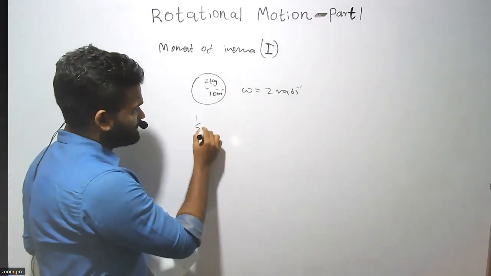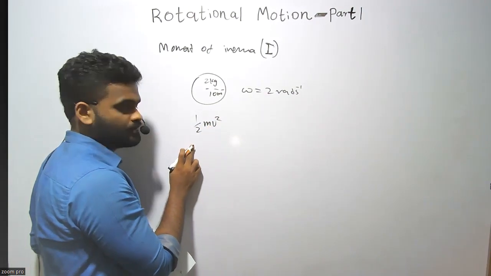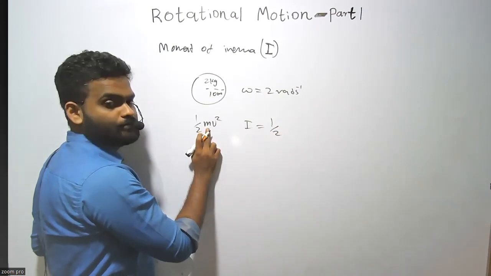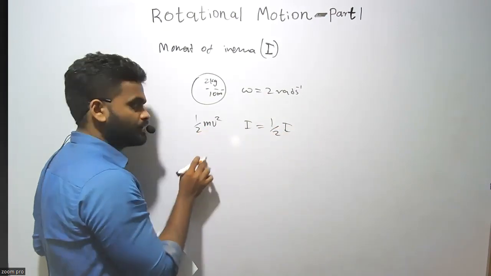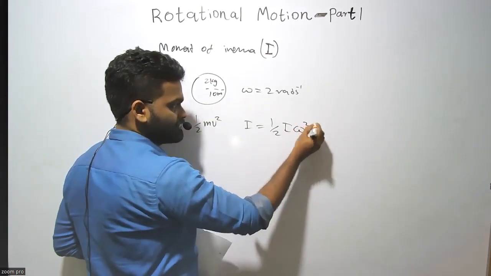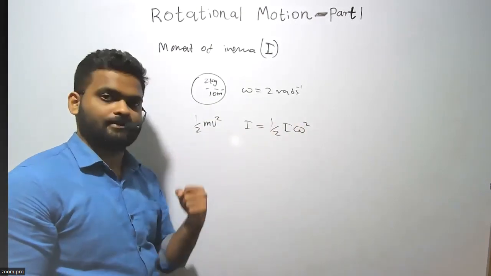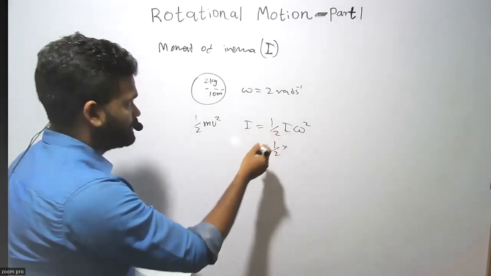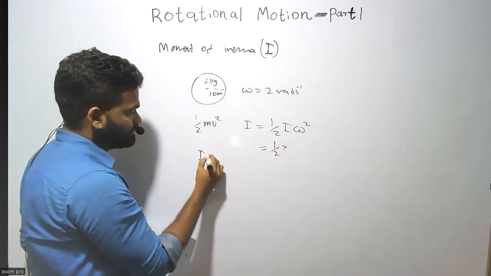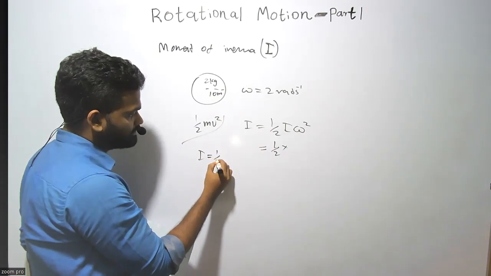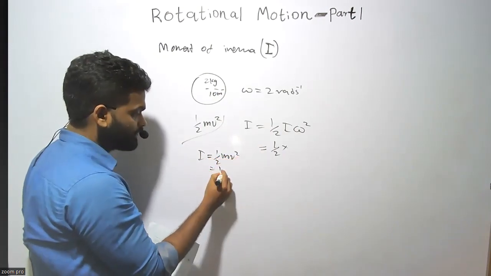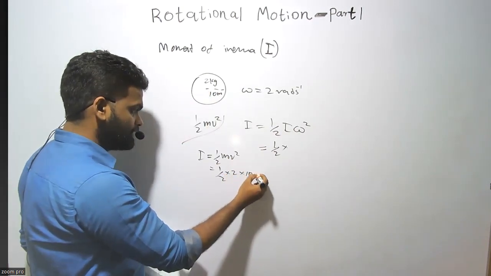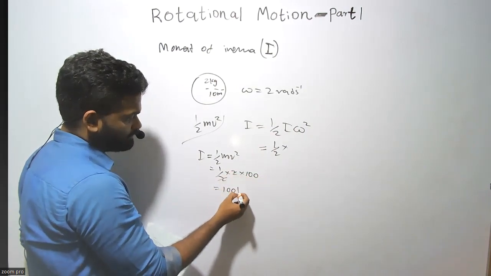To find linear kinetic energy, use half mv squared. To find rotational kinetic energy, what do we use? Half, and instead of mass you put I, the moment of inertia, and instead of v you put omega squared. So we need to find I. They say this is a plate, so what's the equation for the moment of inertia of a plate? Half mr squared. Half, mass is 2, radius is 10. 10 squared means 100, so you get 100 kg m squared.